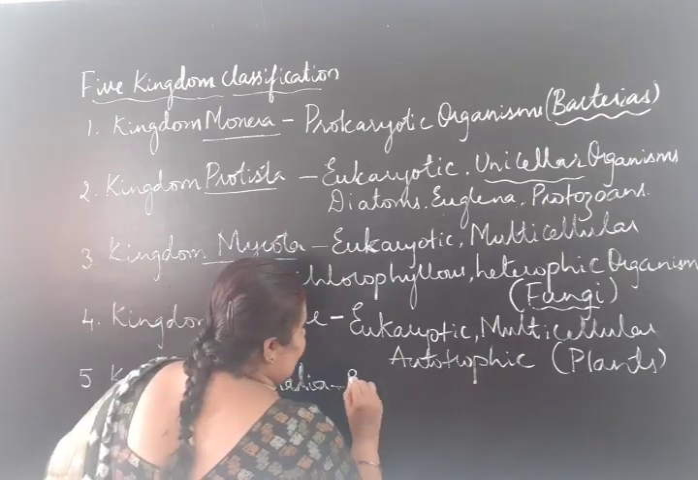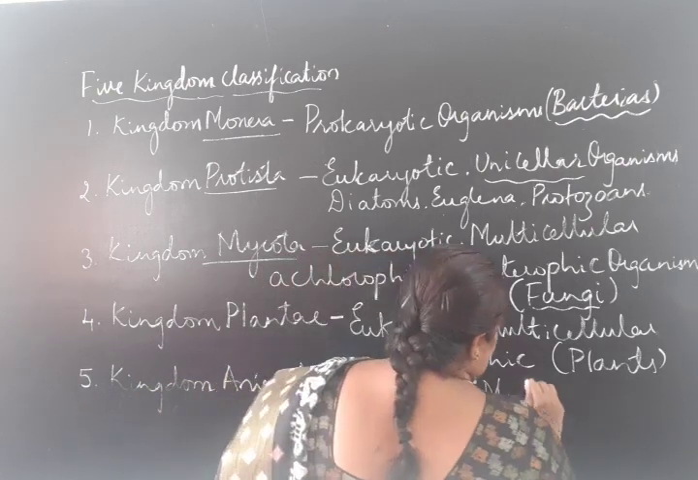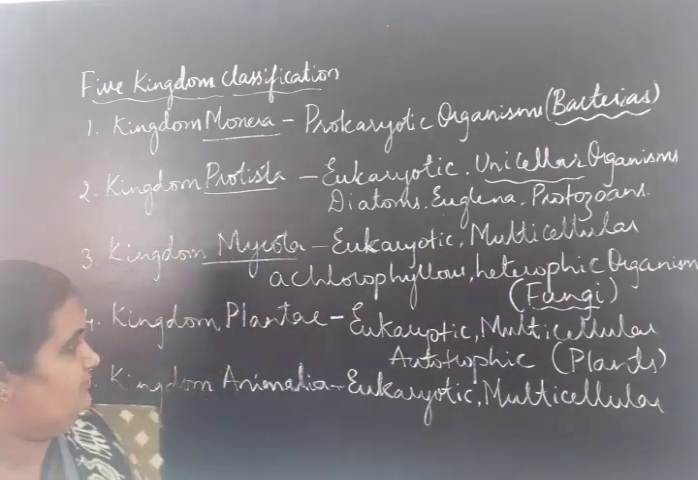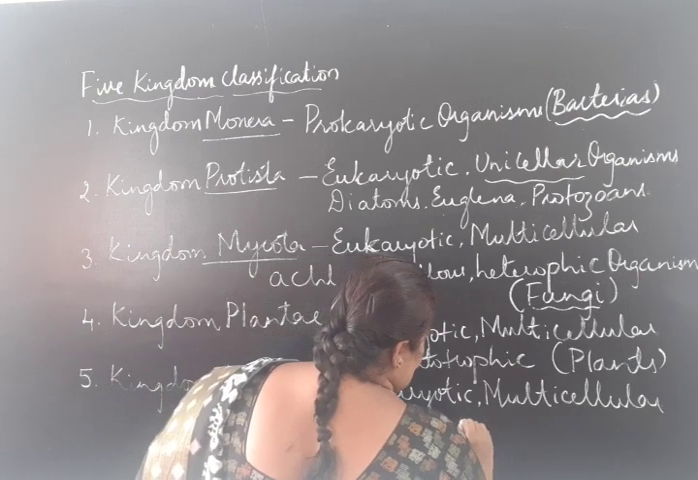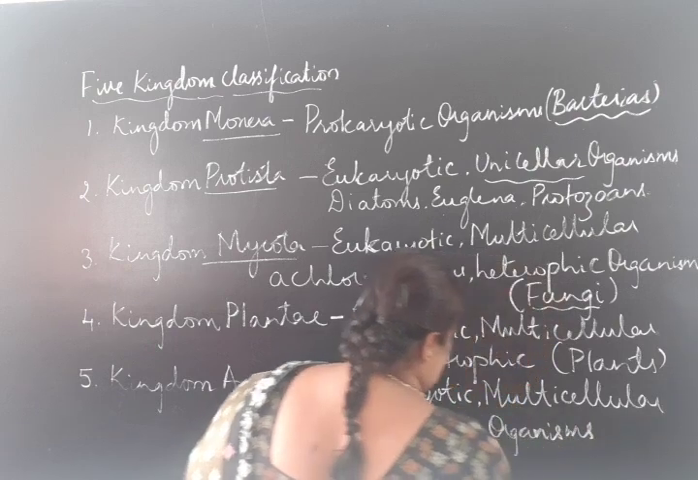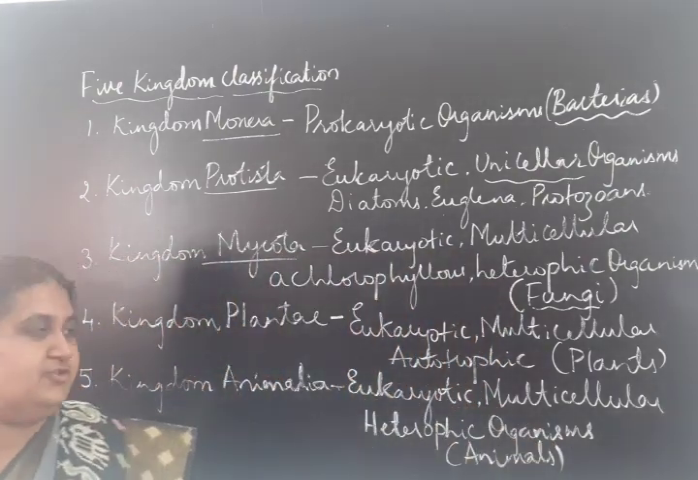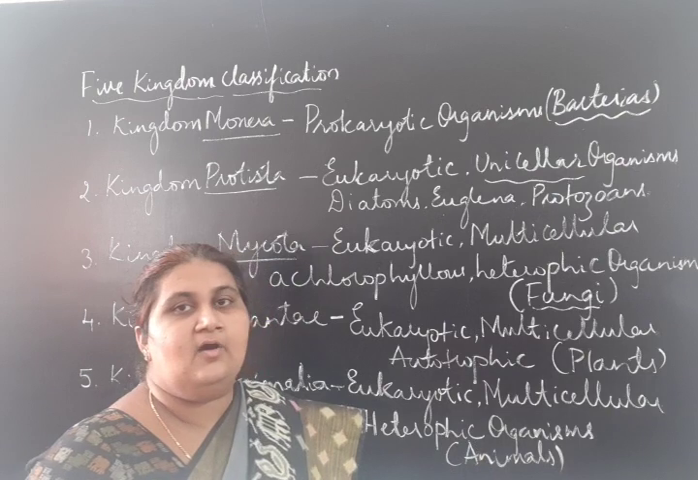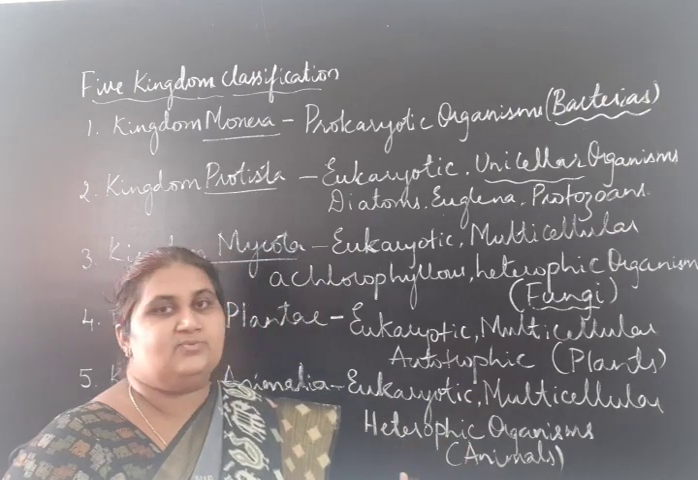Animals are also eukaryotic. They are also multicellular. Yes, multicellular. Heterotrophic organisms. And it includes animals. So animals also show cell structure is eukaryotic, multicellular, heterotrophic organisms. So here in kingdom Animalia we could find invertebrates as well as vertebrates.